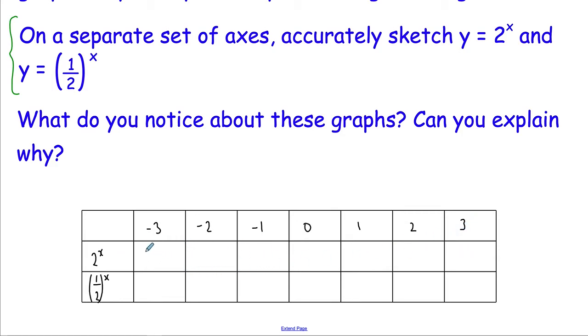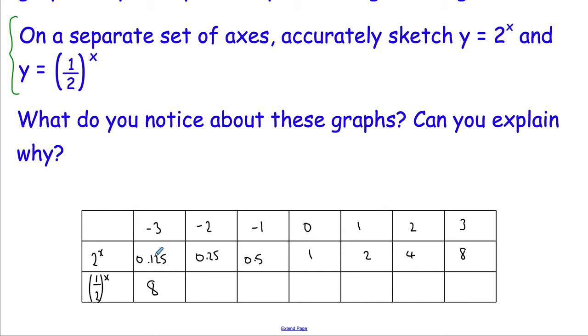I've already filled this row in once. That was an eighth, quarter, half, 1, 2, 4, 8. A half to the power of -3. You might be able to work that out in your head. Half to the power of -3, what's it going to be? It's 8. Why? Think about why. That's what this is asking about. I'll talk about why in a minute, but I want you thinking about why.